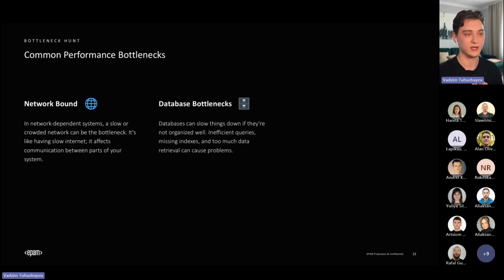The next one is database bottlenecks. Databases can be troublemakers if they're not neat and organized. It's like trying to find things in a messy room. Inefficient queries, missing indexes, and fetching too much data can gum up the works.